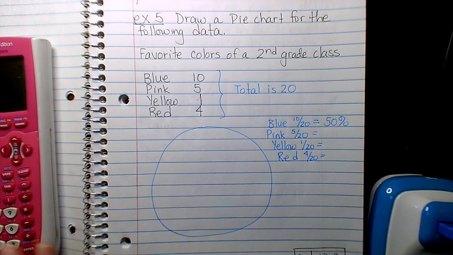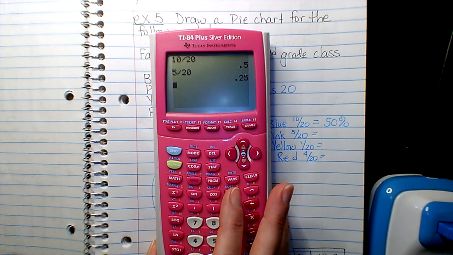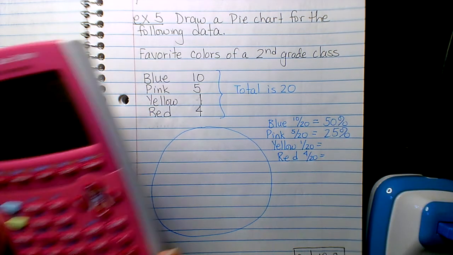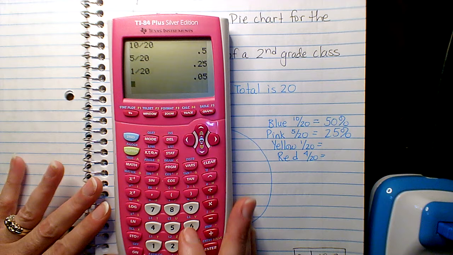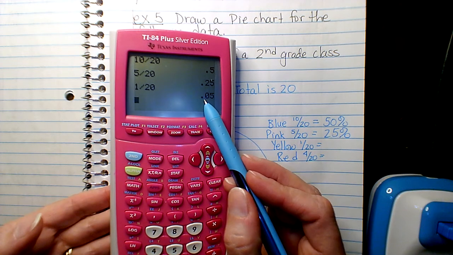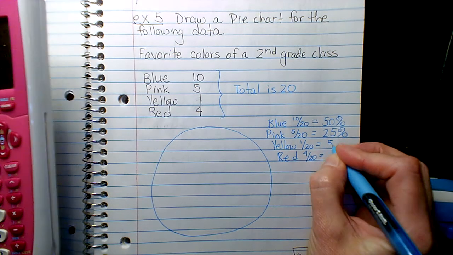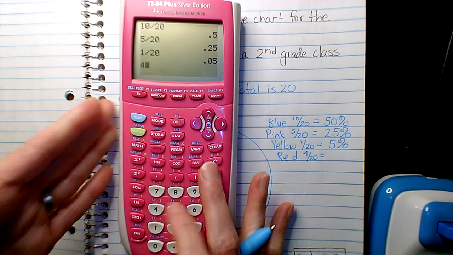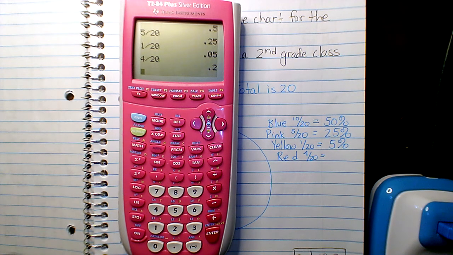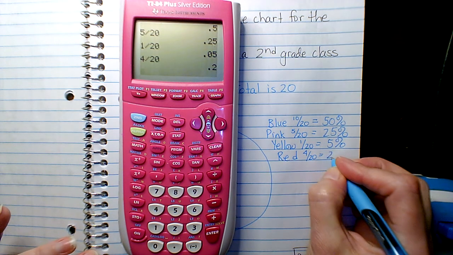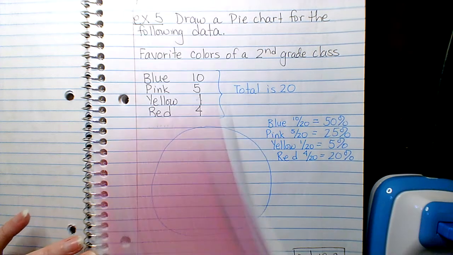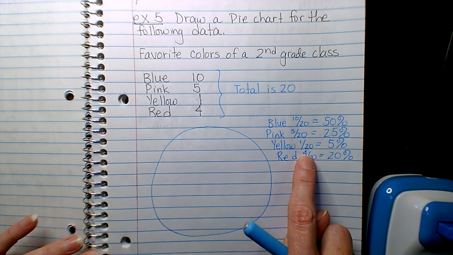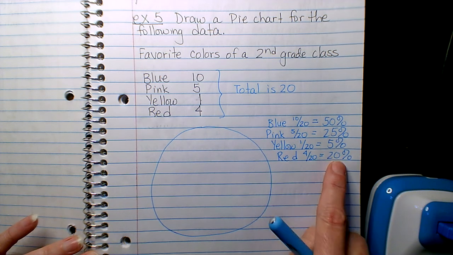All right, so 5 out of 20. 5 divided by 20 is 0.25, so that's 25%. 1 out of 20 is 0.05. Move that decimal over 2 places, and we get 5%. 4 out of 20 is 0.2. Move the decimal place over, you get 20%. You may have also got that by saying, well, if 1 out of 20 is 5%, 4 out of 20 must be 4 times the other one. So 5 times 4 is 20.